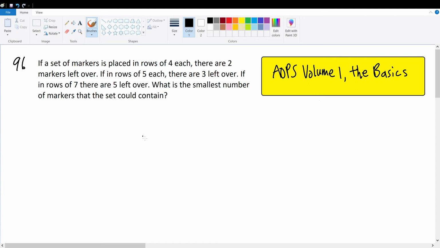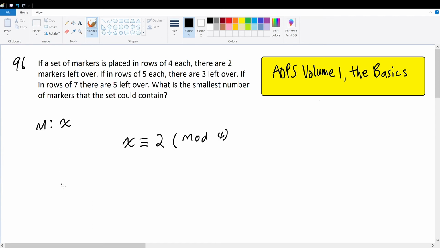And this is really just an alternate version of the previous question. So as usual, remainders, modular arithmetic, always. So in rows of 4 each, there are 2 left. So let's say the number of markers is x. So x should give a remainder of 2 mod 4.